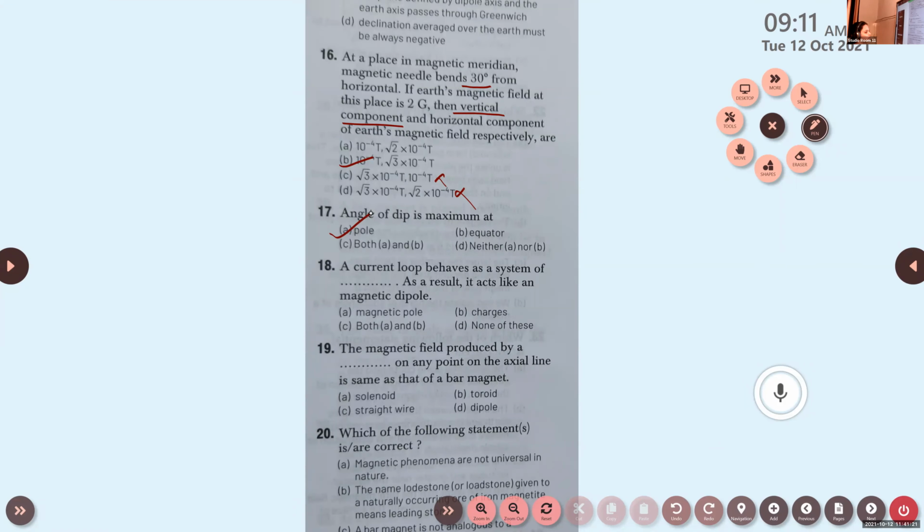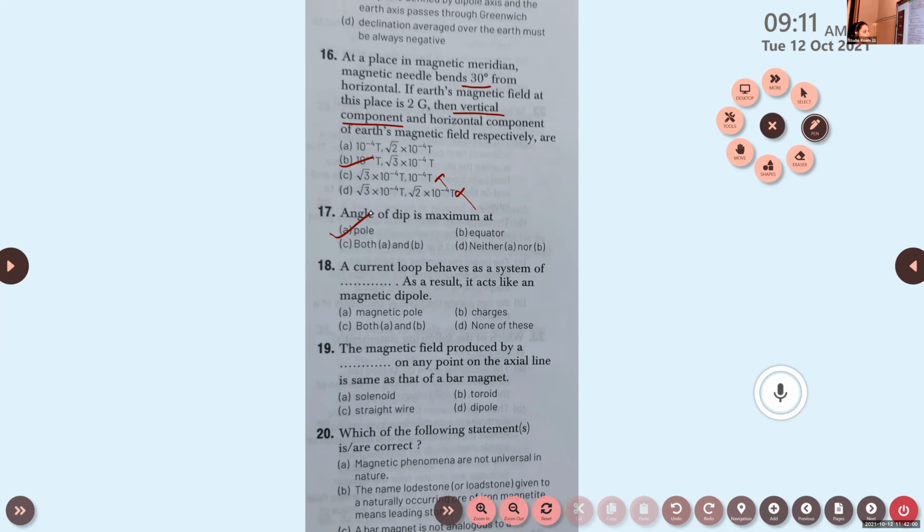Okay. And what about the vertical component and horizontal component of the field at the pole? Which component is present at the poles, vertical or horizontal? It is the horizontal component. That is H is equal to BE cos I, and the angle at pole is 90 degree. So it is maximum at pole. Okay. Now the 18th question.